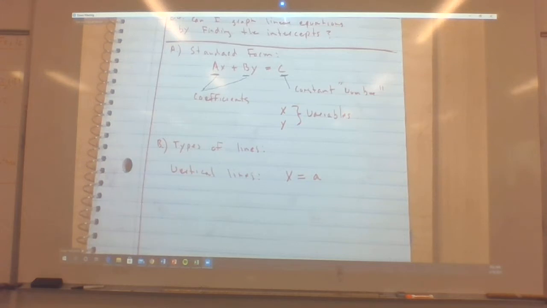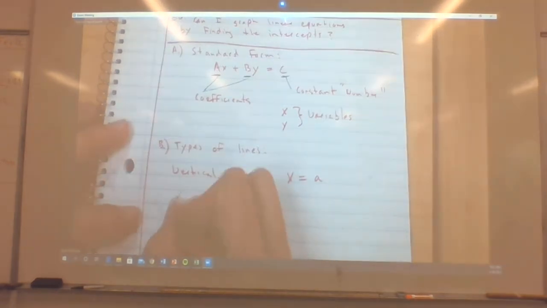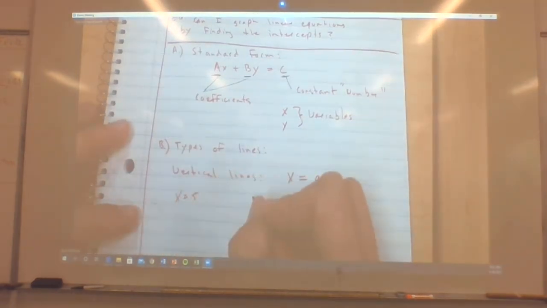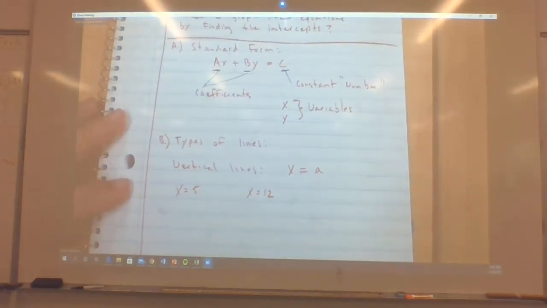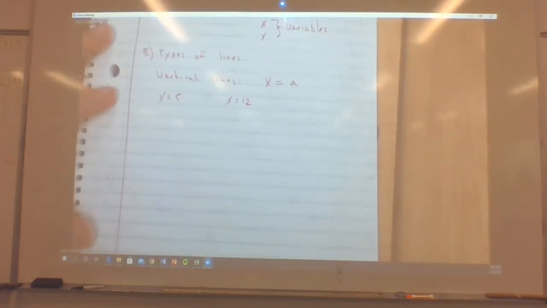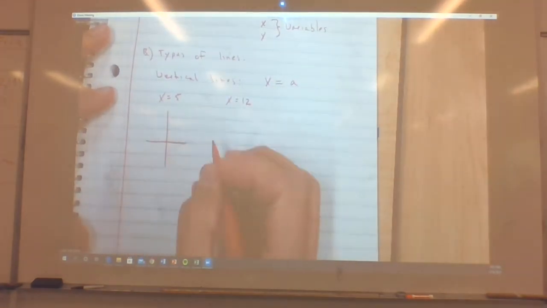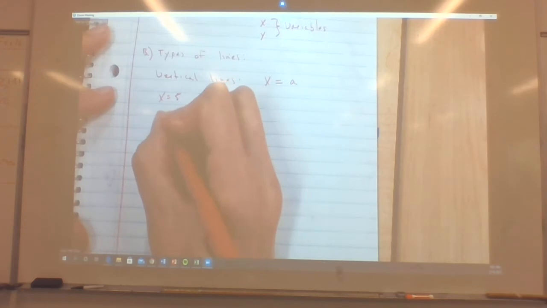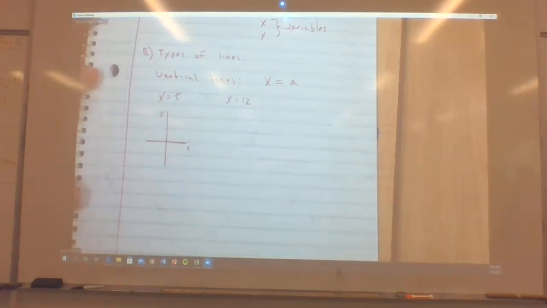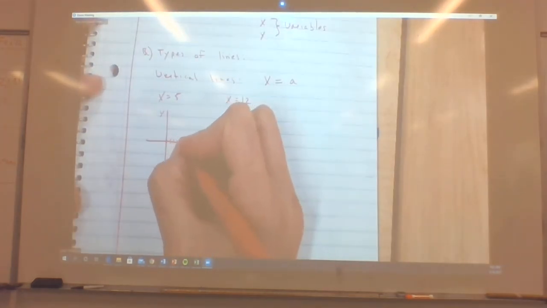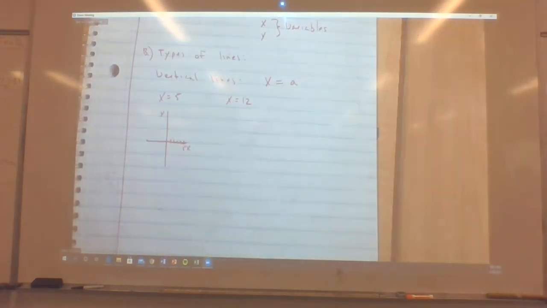Somebody give me a number. What can we choose A to be? 12. X equals 12, x equals 5. Let's go ahead and graph those guys. What does it look like? Well, all you got to do is make a graph. And whenever you make a graph, you have your x-axis and you have your y-axis. We have x equals 5. All we do is we say 1, 2, 3, 4, 5. That's 5. And so my line is going to look like this.